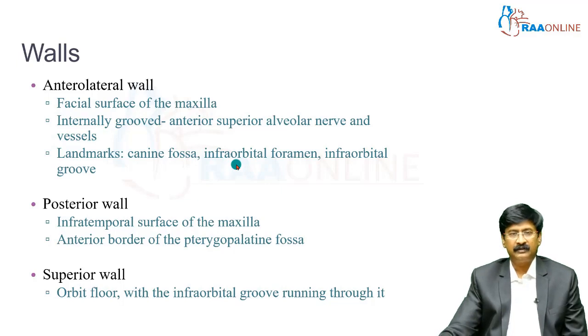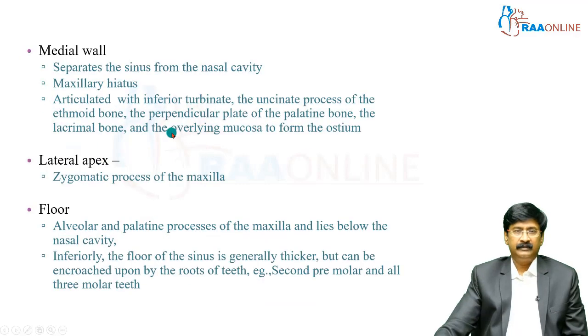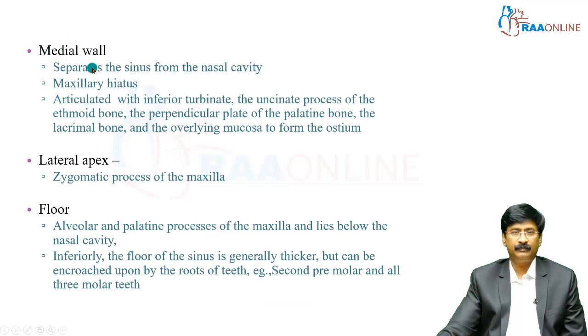The posterior wall is more important, which is in relation to the infratemporal surface of the maxilla and the anterior border of the pterygopalatine fossa. The significance of this we have already talked about, which is more important in relation to juvenile nasopharyngeal angiofibroma. And you have your superior wall, which forms the floor of the orbit, also containing the infraorbital groove which runs through it. And then you have your medial wall, which separates the sinus from your nasal cavity.